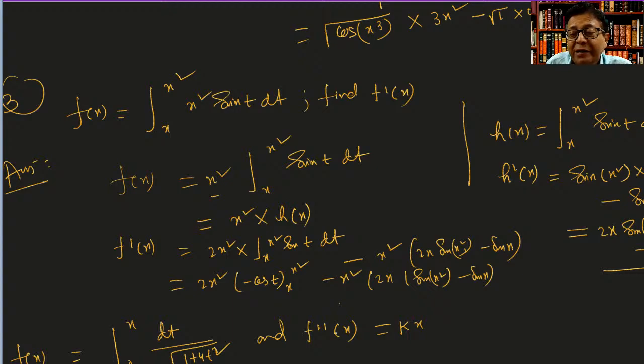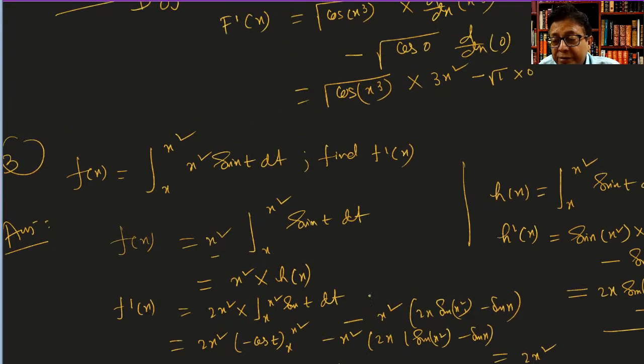Just simplify it by using the upper limit and lower limit concept. 2x square, the upper limit is what? Cos x square plus cos x, minus 2x cube sin x square plus x square sin x.